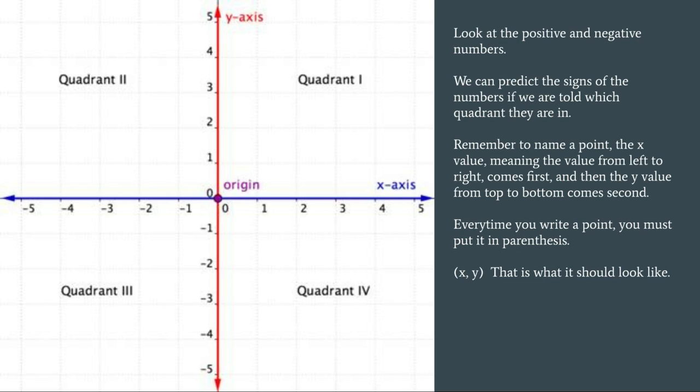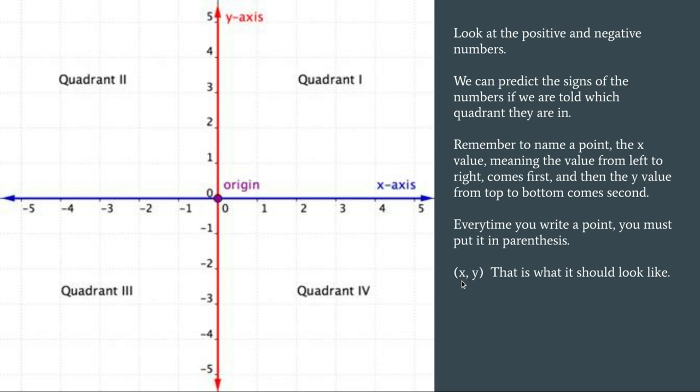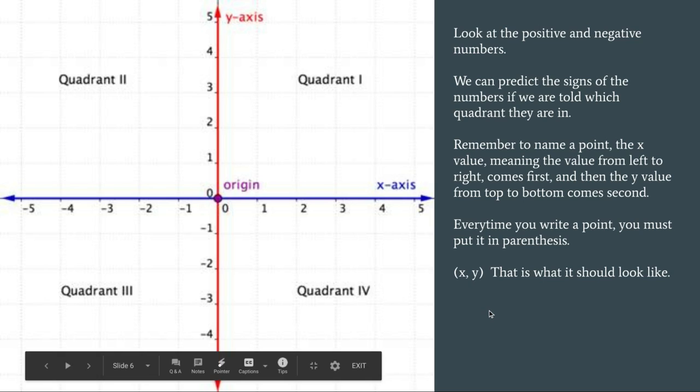Remember to name a point, the x value, meaning the value from left to right, comes first, and then the y value from top to bottom comes second. Every time that you write a point, you must put it in parentheses. (x, y) in parentheses. That is what it should look like.